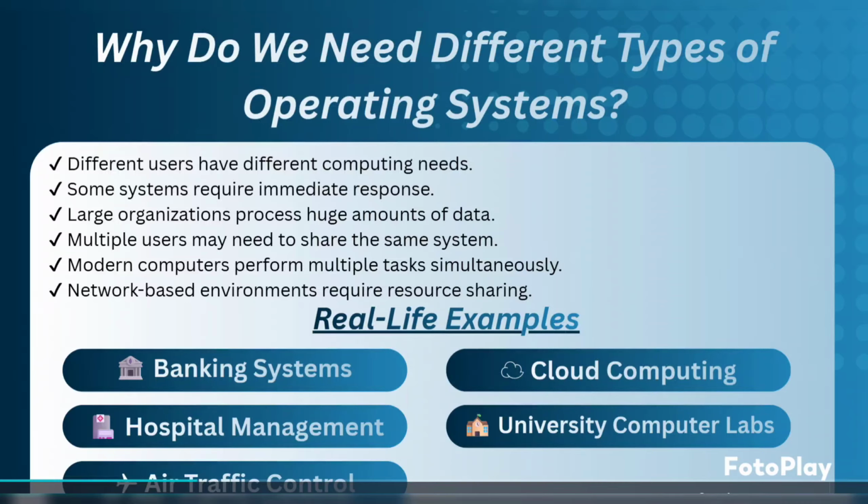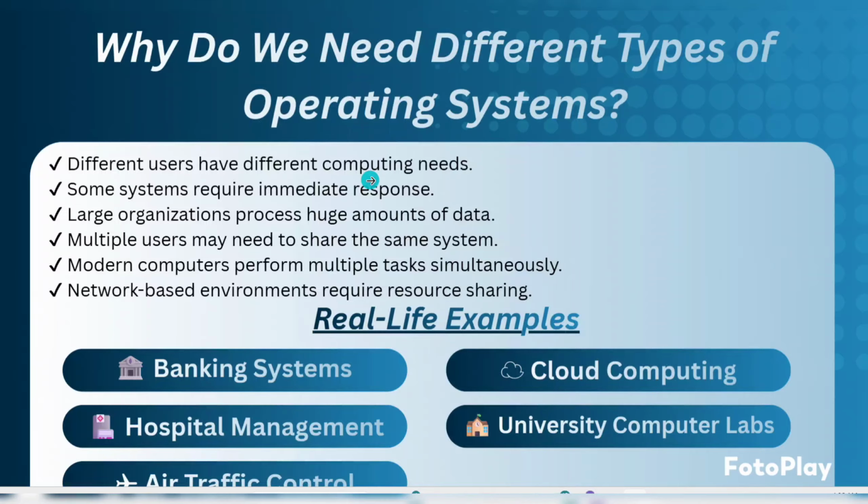Large companies use networks to share files, printers, and other things among hundreds of employees. Scientists use powerful computers with multiple processors to perform complex calculations. Similarly, universities often have computer laboratories where many students use the same server at the same time. In this way, we can use operating systems in various fields. So now, let's move to our next topic, which is the various types of operating systems.